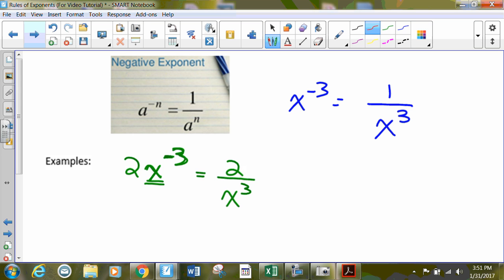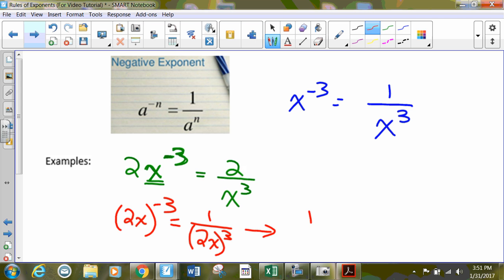Okay, we had something similar. Instead of 2x to the negative 3, wonder if it was (2x) to the negative 3. See how that negative 3 applies to both the 2 and the x? In this case, both would go down like that. And if we wanted to, which we would, we'd want to keep going. That 3 goes to both the 2, so that'd be 2 to the 3rd power, which is 2 times 2 is 4 times 2 is 8. And that 3 also goes to the x, which would be that.